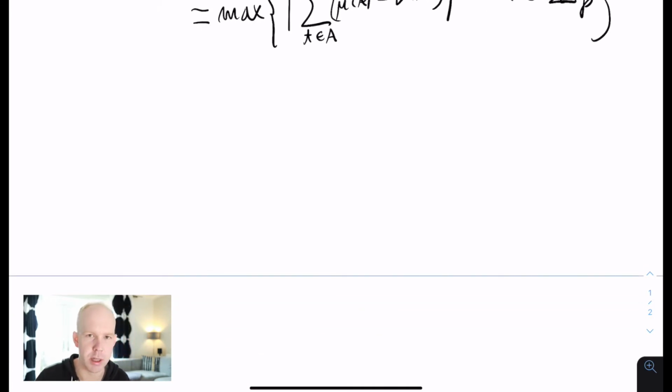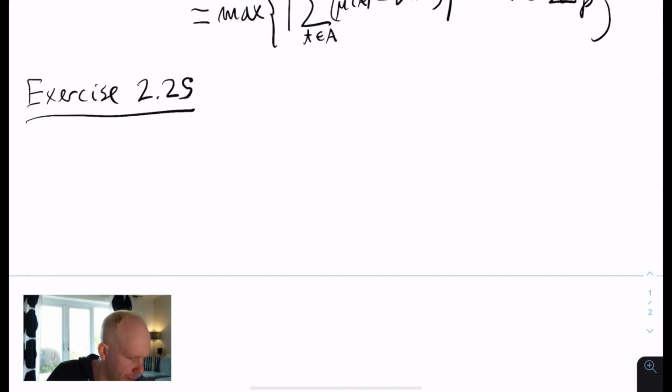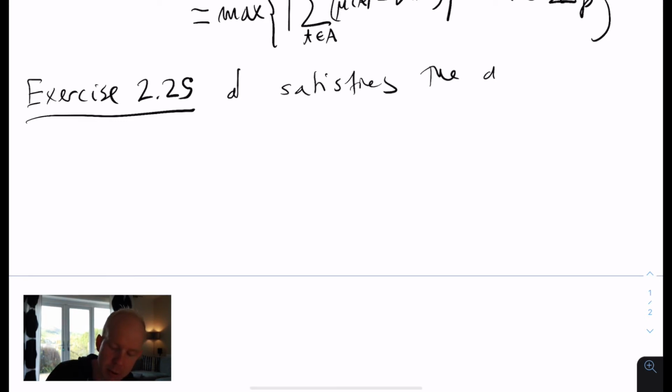We don't need to use metric space theory in this course, so it's just maybe a motivation for why this is so. I had this as an exercise, 2.25, that d satisfies the axioms of a metric.